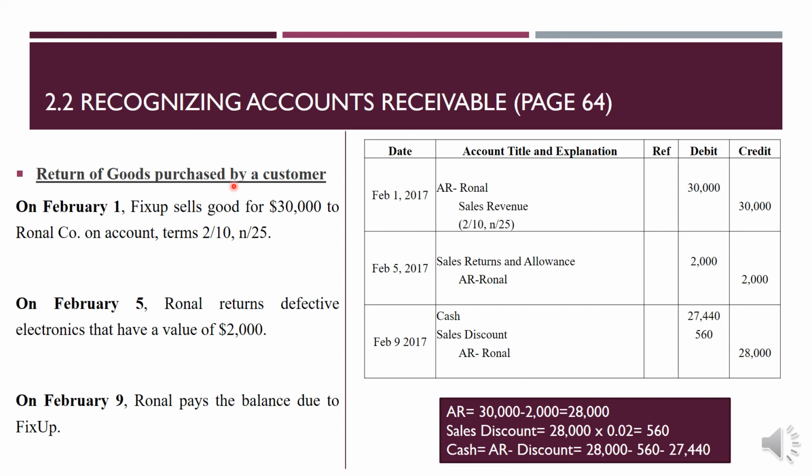Now, what if the customer returned a part of the products he previously purchased on account? Here we have an example on page 64. On February 1, FixUp sells goods for $30,000 to Ronald on account, terms 2, 10, and 25. So February 1, accounts receivable, sales revenue $30,000. On February 5, Ronald returns defective electronics that have a value of $2,000. So here the customer is returning the company products worth $2,000.